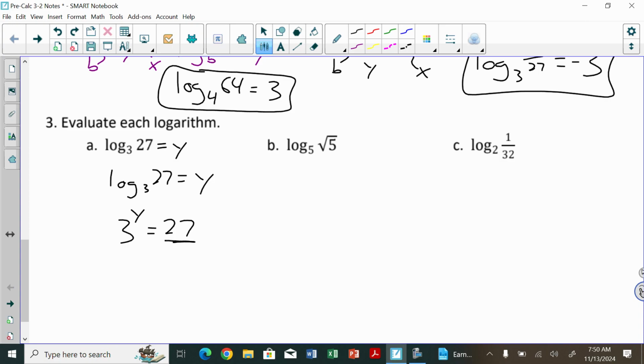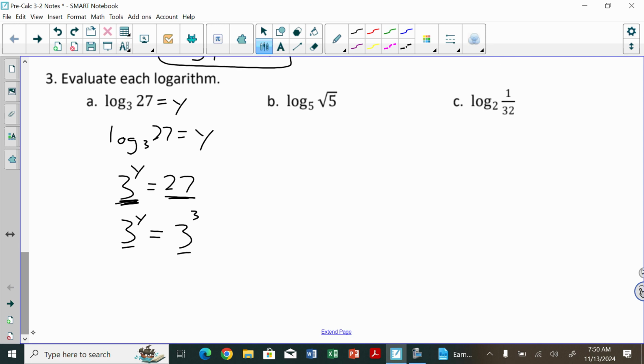Now, can I rewrite this 27 with a base of 3 to a certain power? If I can do that, then I'm in business. So on the left side, I have 3 to the y power. On the right side, 27 is actually 3 to the 3rd power. So you can see how I wrote it with the same base. And now if they have exponents with the same base, because of our exponent rules, I can say that these two things are equal because they have the same base. So y equals 3.